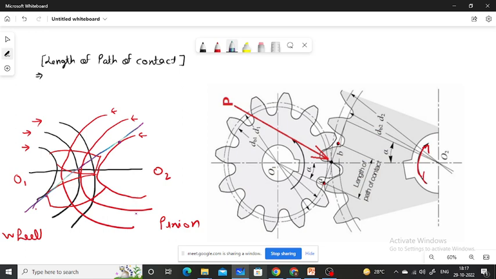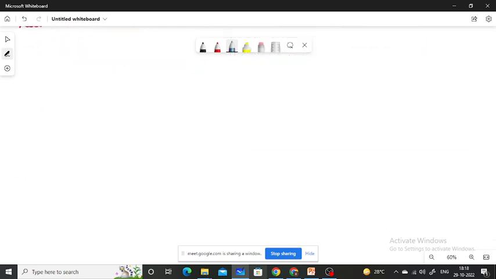The point A is the intersection of the addendum circle of the wheel and common tangent. बेस सर्किल से टेंजेंट ड्रॉ करेंगे अगर, तो बेस टेंजेंट और अडेंडम सर्किल जो व्हील का है वो जहां पर कट कर रहा है वो ए पॉइंट है. The point B is the intersection of the addendum circle of the pinion and common tangent. हाँ देखते हैं फिर से.